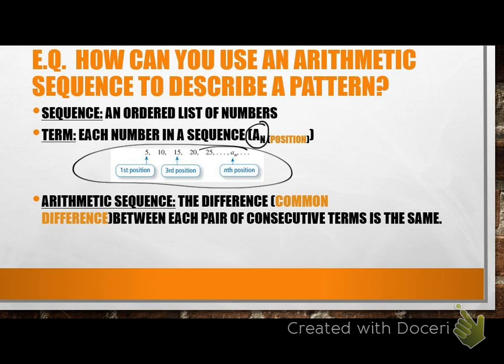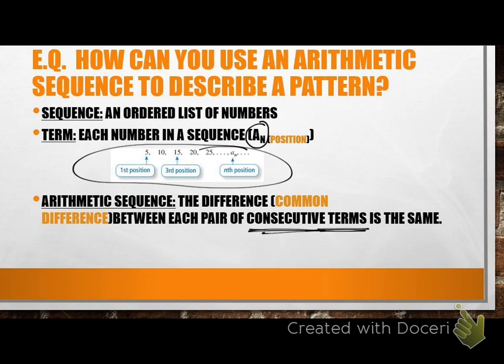Now, in order for our sequence to be arithmetic, it says the difference or the common difference. I want you to highlight common difference because that's what you're going to hear me say over and over again in this lesson. Okay? In order for it to be arithmetic, the difference between each pair of consecutive terms is the same.